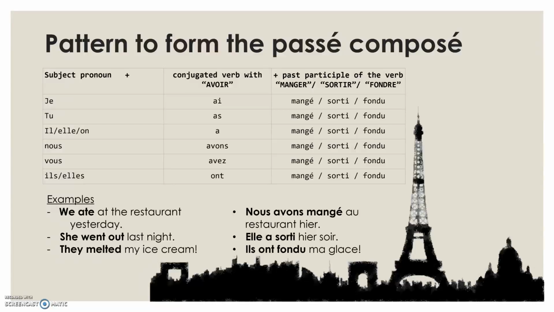Here's a pattern for forming the passé composé. The conjugated verb avoir appears before the past participle of the verb. So for some examples, we see that when we ate at the restaurant yesterday, it becomes nous avons mangé au restaurant hier. She went out last night becomes elle a sorti hier soir. They melted my ice cream. Ils ont fondu ma glace.